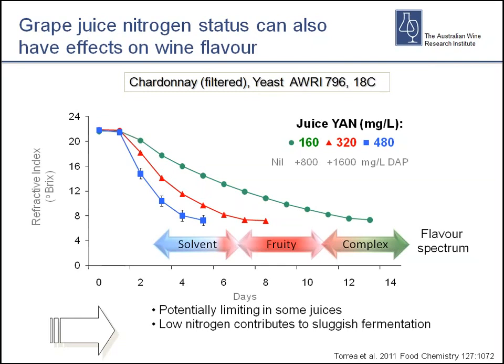One potential benefit of using complex nitrogen sources rather than DAP for the supplementation of fermentations is that there appears to be a reduction in the evolution of this solvent-type character in more heavily supplemented ferments.